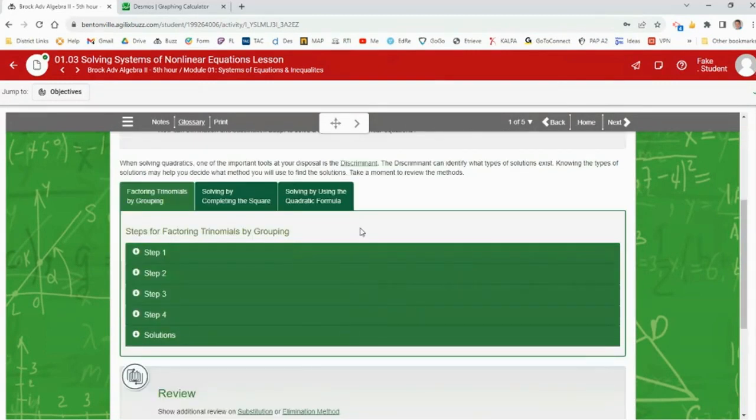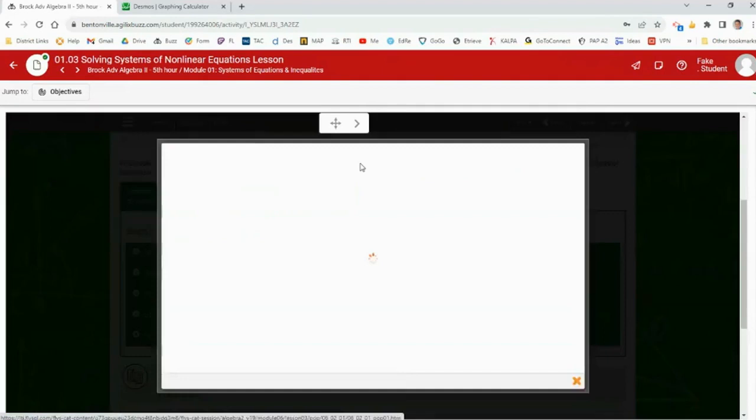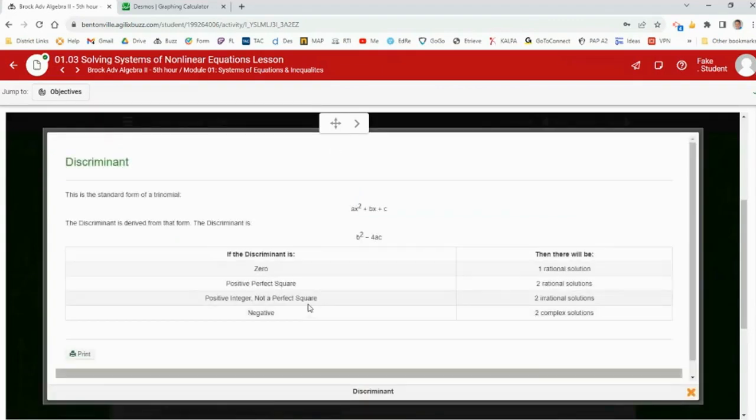So when solving quadratics, one of the most important tools is the discriminant. That's part of the quadratic formula. When we click discriminant, it'll give us more information. Thanks, Jonathan. This is a trinomial, ax squared plus bx plus c. That'd be a quadratic because that's x squared. The discriminant is the b squared minus 4ac. That is, when you do the quadratic formula, that's the part that's underneath the radical, the square root of b squared minus 4ac. And this is what it tells us, that b squared minus 4ac, using the b, a, and c in the equation.